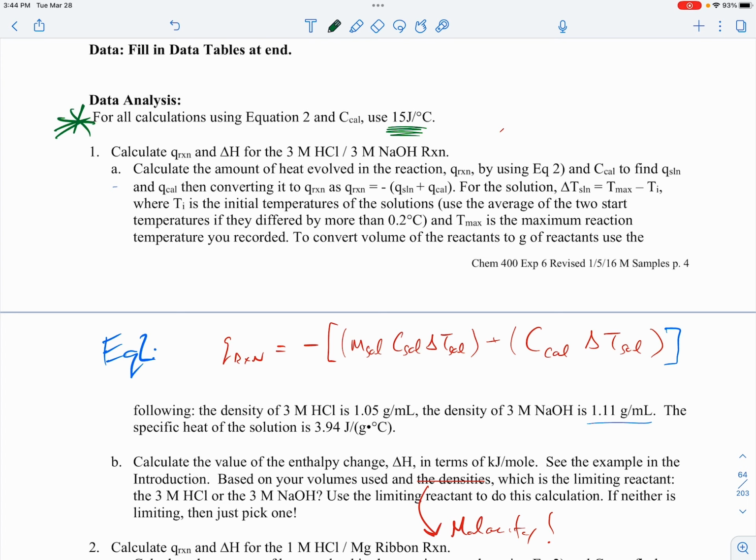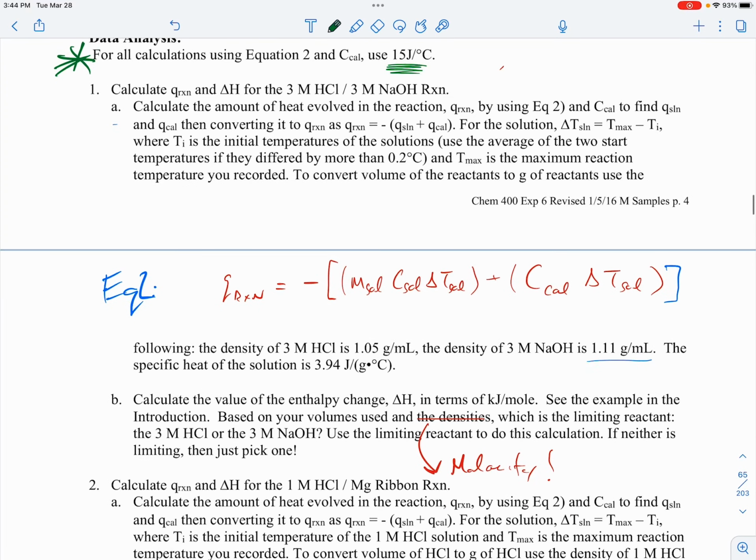Okay, so most of your calculations involve figuring out delta H for the reaction for both reactions 1 and 2. Reaction 1 is when you mixed HCl and sodium hydroxide. Reaction 2 is number 2 here, and it's when you mixed HCl and that magnesium ribbon. So let's talk about reaction 1. You're going to use equation 2.